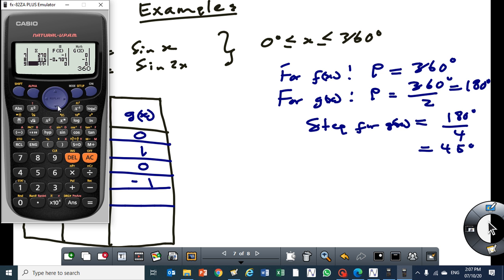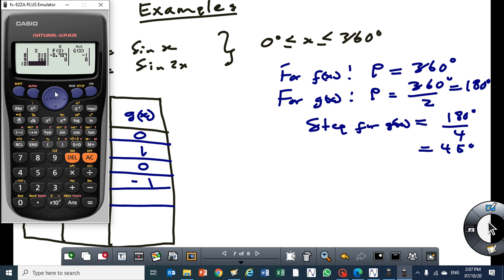It gives you lots of values. There are about 10 in total. Actually 9. Okay? Your second column, that's the y values for f of x. The last column, those are the y values for g of x.